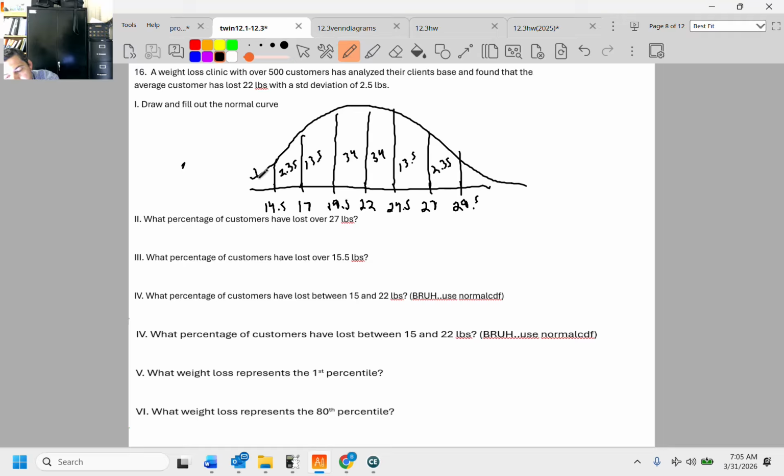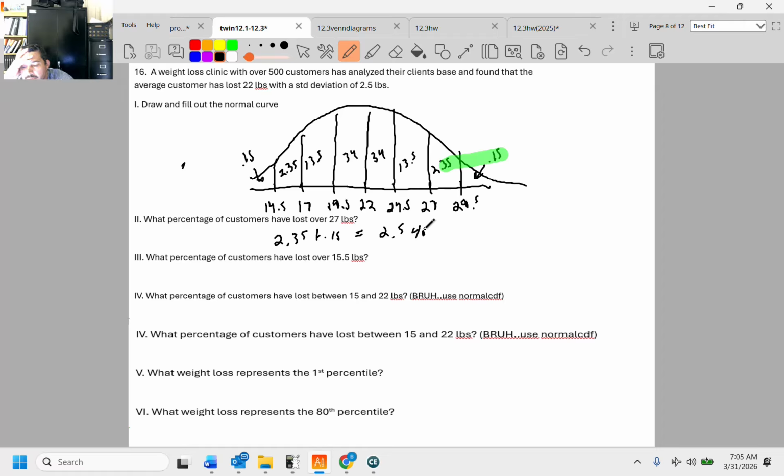The bell curve is usually good for about 1 to 2 questions on your EOC. It really is. It's a good thing to know. And plus, if you're taking stats next year, you'll be happy you know it. All right, what percentage of the customers have lost over 27 pounds? That would just be done by adding those two pieces right there together. That's 2.35 plus 0.15, which is 2.5%.